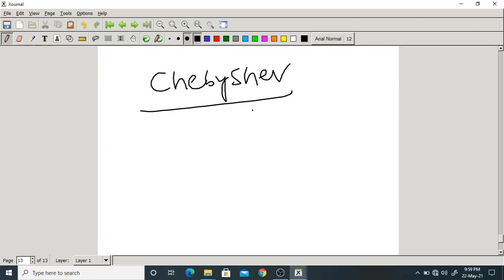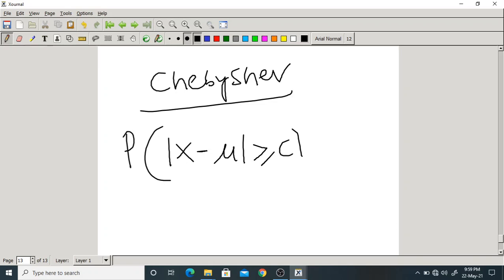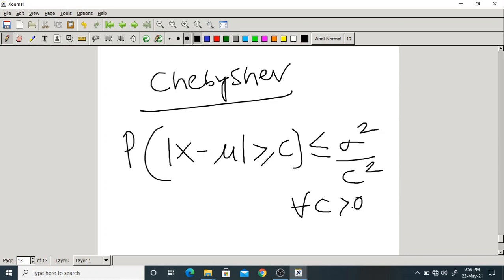So what it says is the probability that mod x minus mu, sorry, greater than or equal to some quantity c, is less than or equal to sigma square by c square, for all c. Obviously c has to be greater than 0.